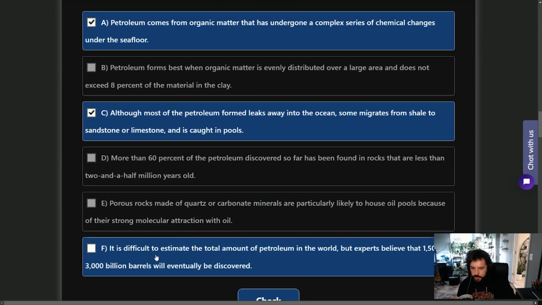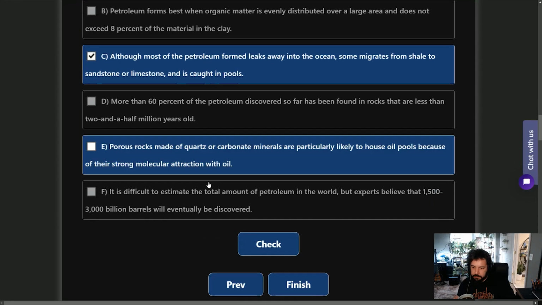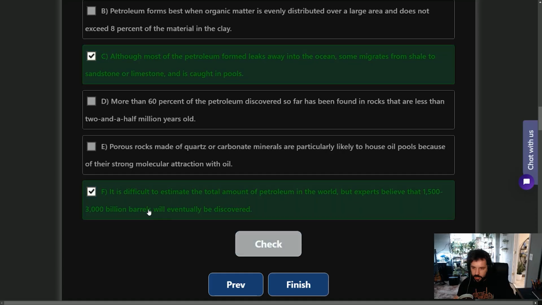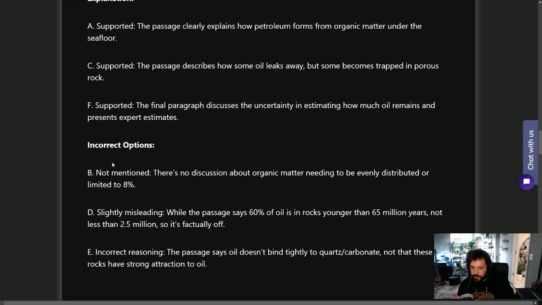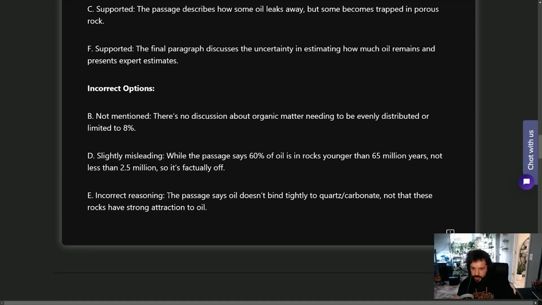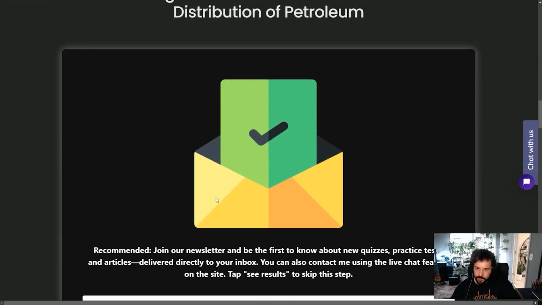And it's a general guess. It's about petroleum and the amount that we have left. I think that's a good option. And if you check it, it has to be true. Now, why not E? Let's see what the explanation says. The passage says oil doesn't bind tightly. Yeah, so that was the reason. It wasn't a strong molecular attraction between oil and the rocks. It was strong between water and the rocks. So yeah, that is it.